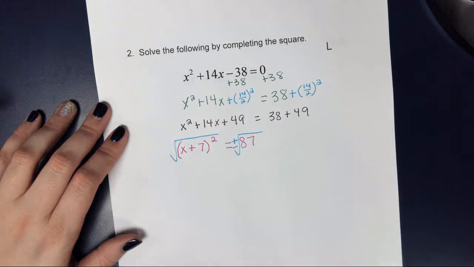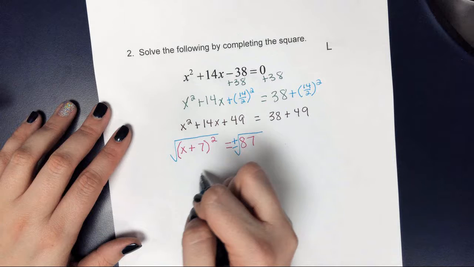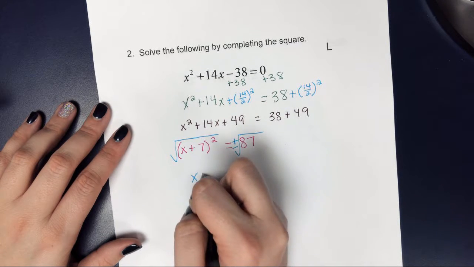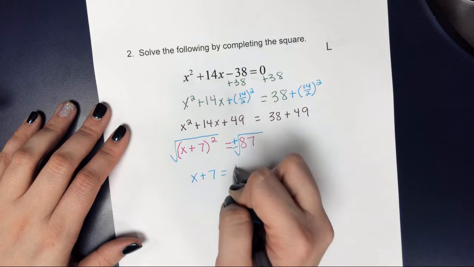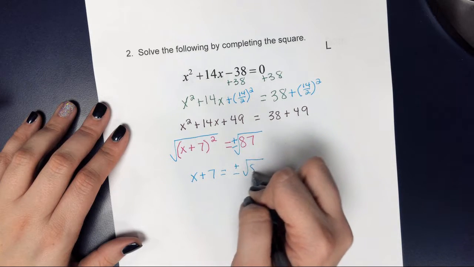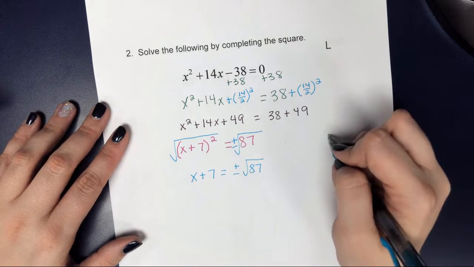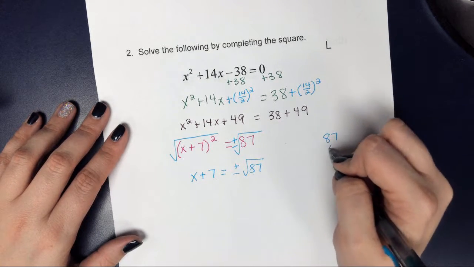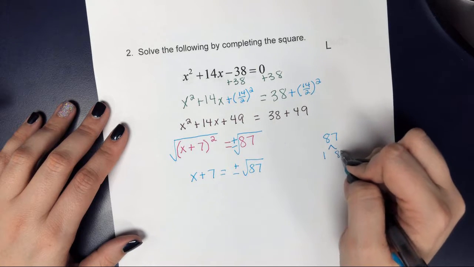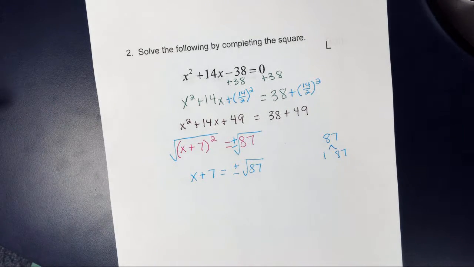Again, that plus or minus, don't forget that piece. So I have x plus 7 equals plus or minus the square root of 87. And then I want to check and see if any factors of 87 are in that list of perfect squares. So I know I have 1 and 87. 87 is not in that list.